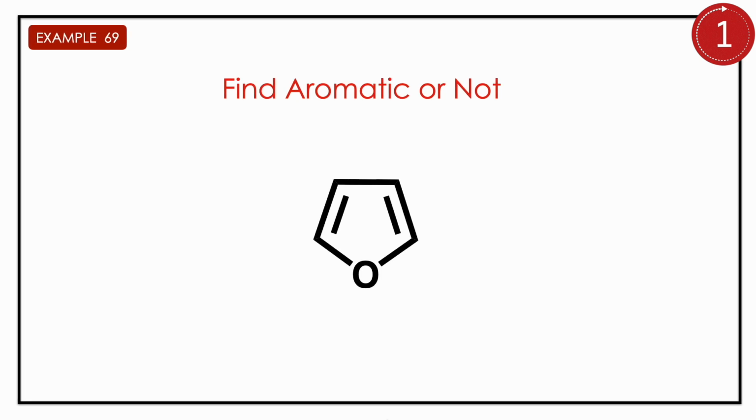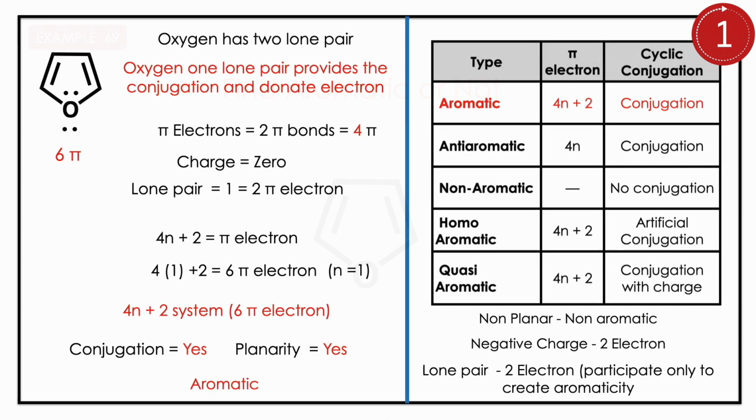Then the next example. Here you have furan, which is a heterocyclic system with oxygen and double bonds. You should find whether the given compound is aromatic or not. Here oxygen has two lone pairs. One lone pair can help create the conjugation as well as aromaticity. So one lone pair helps with delocalization as well as conjugation.